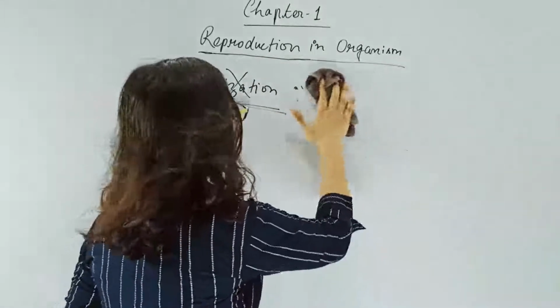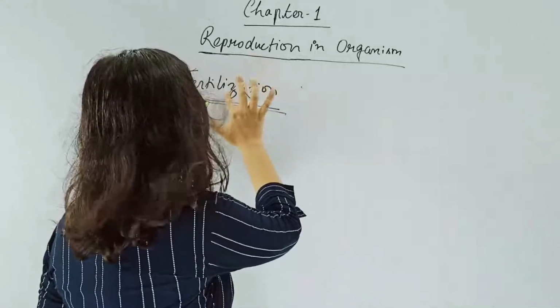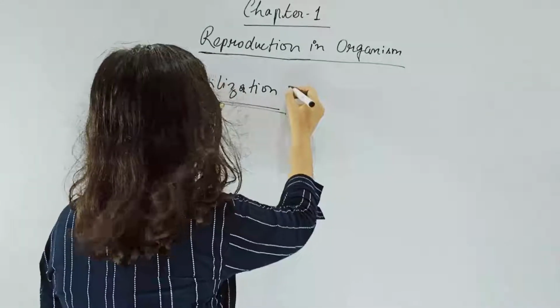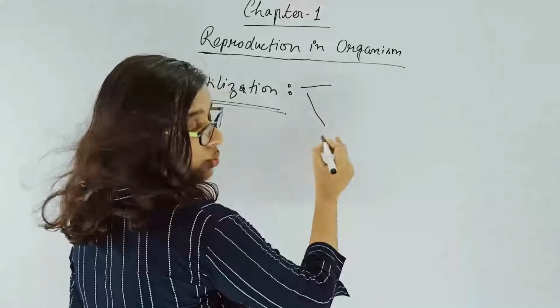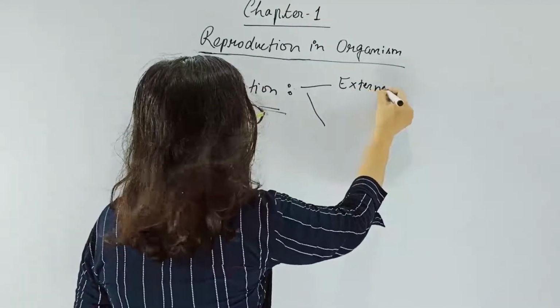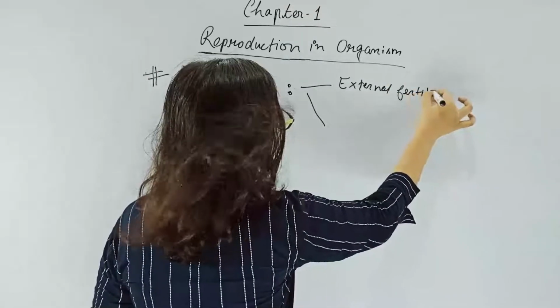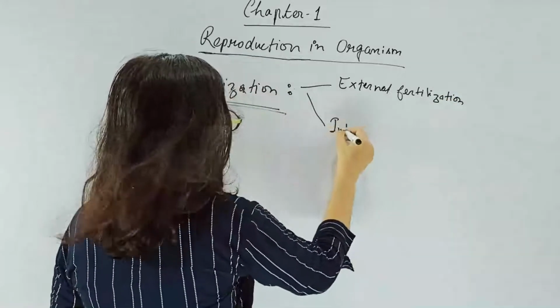Fertilization is the main event of sexual reproduction. Then in certain organisms, fertilization can be of basically two types. It can be external fertilization, or it can be internal fertilization.